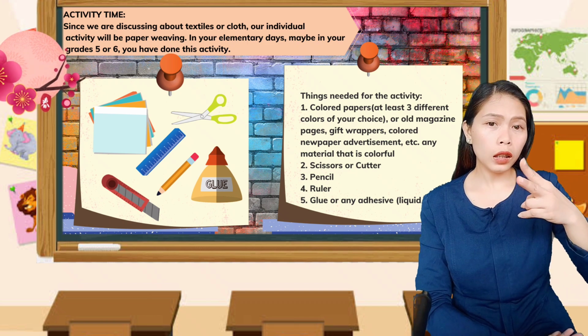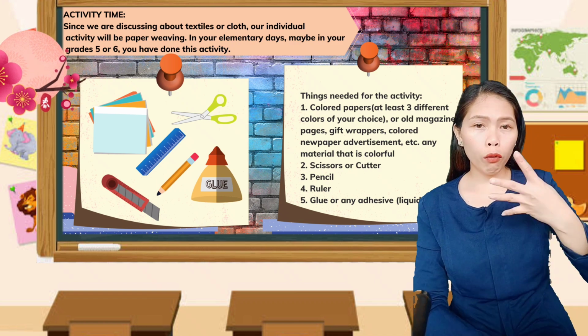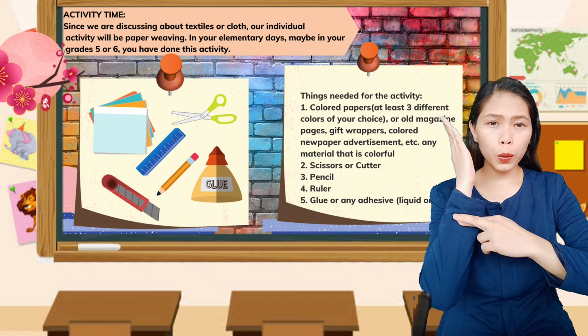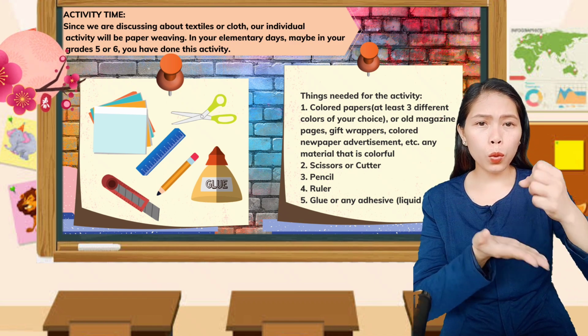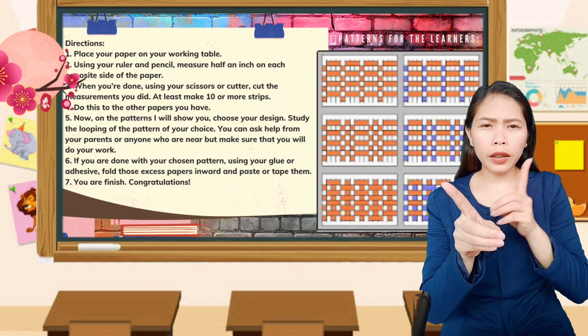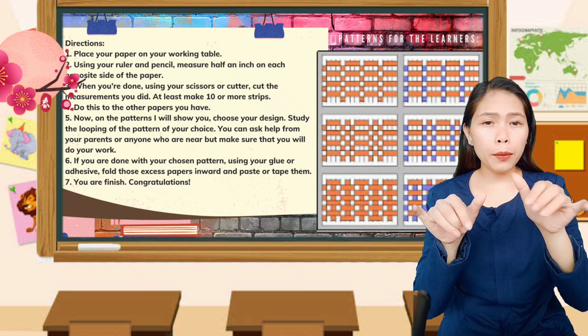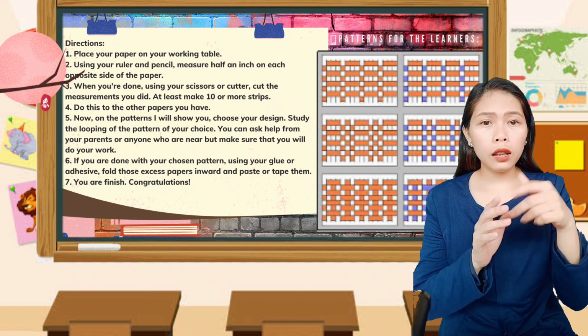Number 2. Scissor or cutter. 3. Pencil. 4. Ruler. 5. Glue or any adhesive, liquid or tape. Read the directions properly. Use a different pattern. Look at this picture.